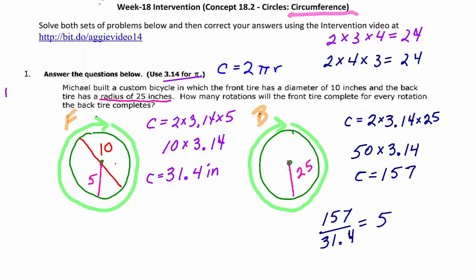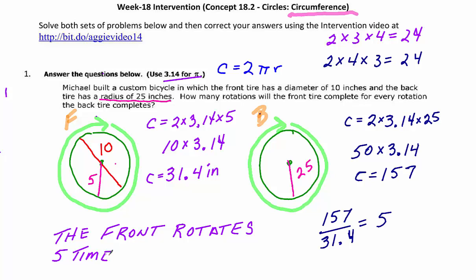So what that tells me is this: the front rotates, it's an S, not a 5. Sometimes hard to make S's with this. Rotates 5 times for each rotation of the back.